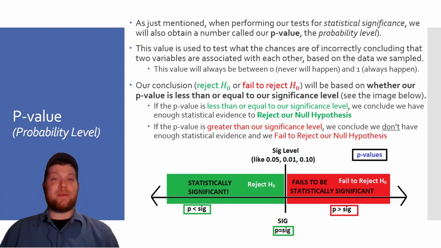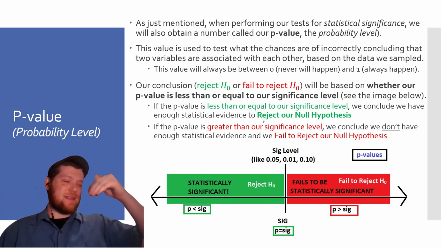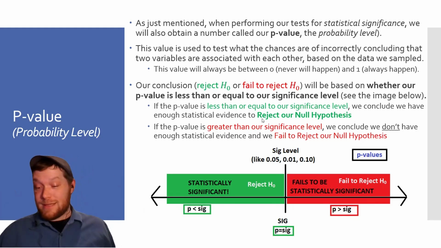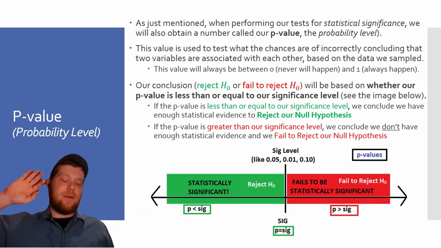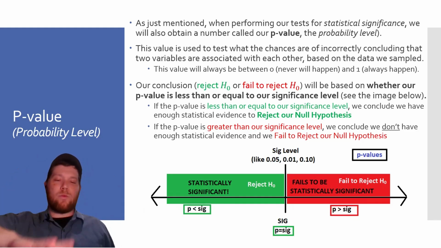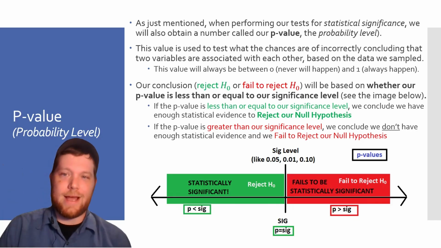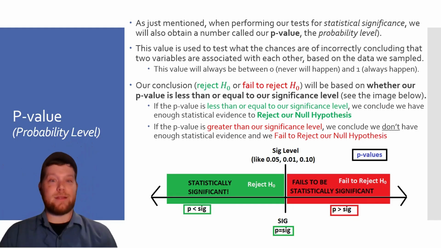See the image below. If the p-value is less than or equal to our significance level, we think we have enough statistical evidence. It means that the error the p-value says is lower than what we are comfortable with. Lower is better in this case. So we feel good with rejecting and claiming there's a relationship, there's evidence.